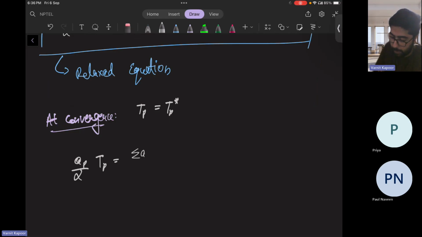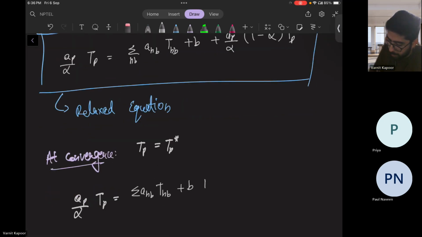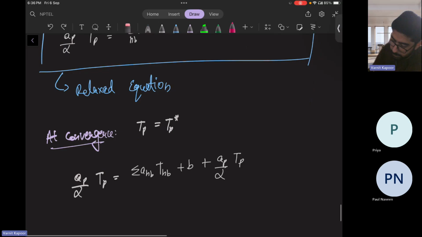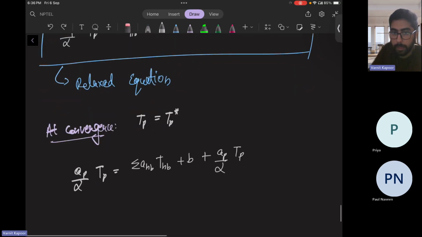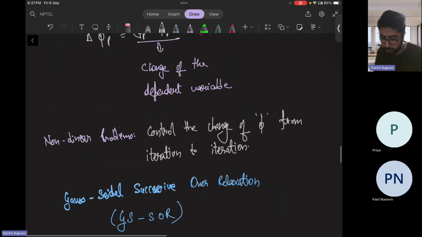Summation of A NB, T NB plus B. I'm expanding the term plus AP by alpha TP star, which will be equal to TP here. This TP star will become TP because of convergence, minus alpha minus AP, alpha by alpha is 1, into TP. So if you observe, this term and this term get cancelled out and you have the same equation. There is no change. Again, you have AP TP equal to the first equation which was made.